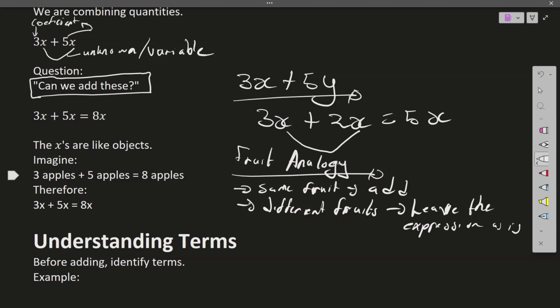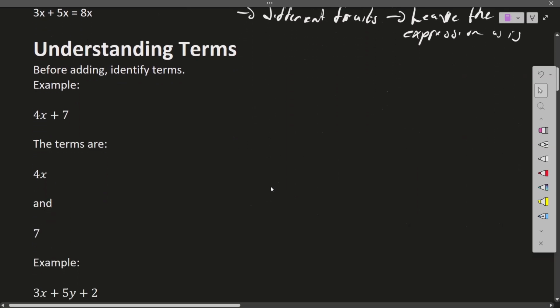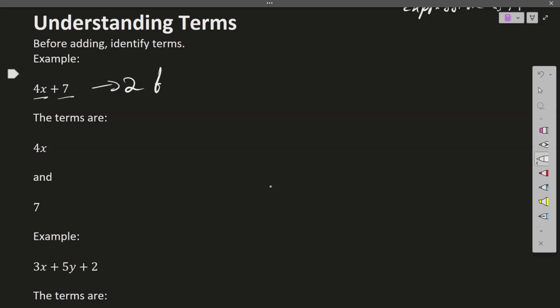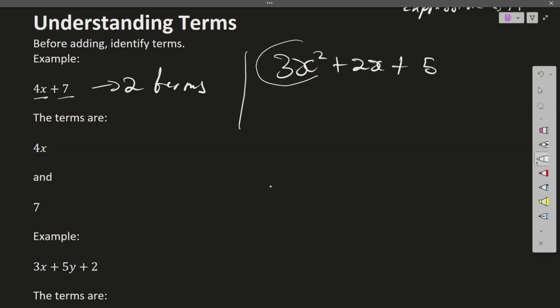Okay, so if now we have this understanding, we can go to understanding the terms that we are going to be working with. So before adding, you identify the terms. So this is a term, this is also another term. Okay, and so in this expression we have 2 terms, and you have to understand them clearly. So for example, let's say you have 3x squared plus 2x plus 5. Okay, so here you have this first term, right? This second term and this third term.